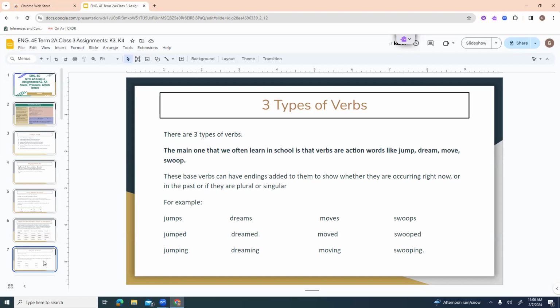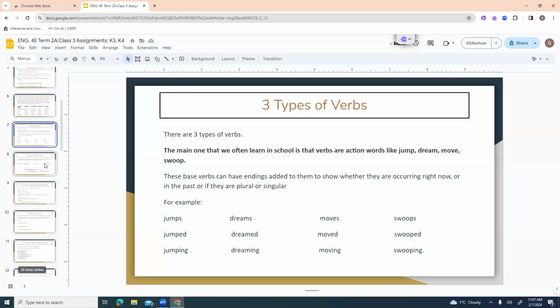Those particular verbs also can be changed slightly by adding endings. I could add an S that is showing whether it's a plural or a singular verb. I can add ed to show that it occurred in the past. I can add ing to show that it's occurring right now. So the word jump could also look like jumps, jumped, or jumping. Dream can become dreams, dreamed, dreaming. Move can become moves, moved, moving. And swoop can become swoops, swooped, swooping.